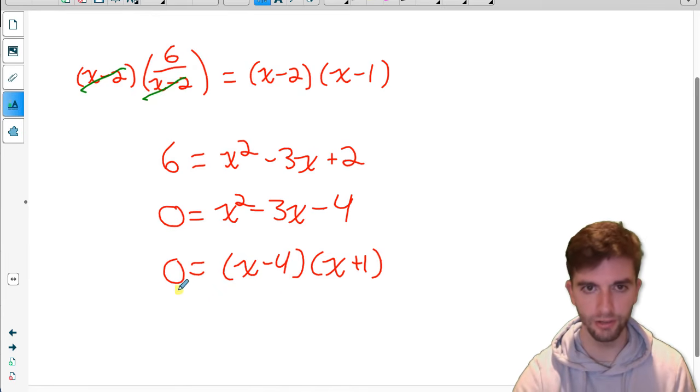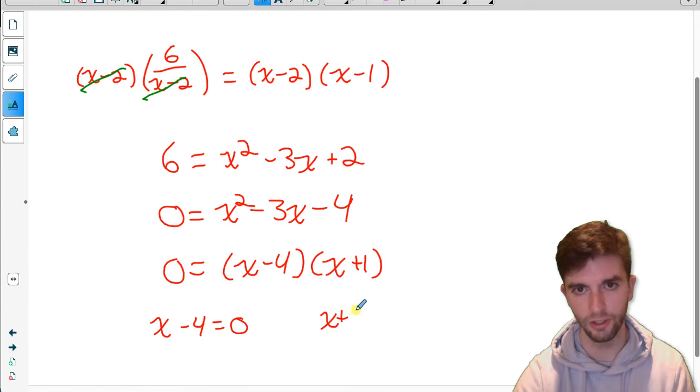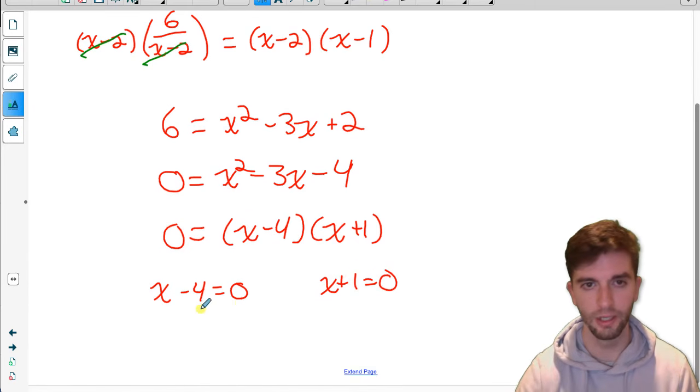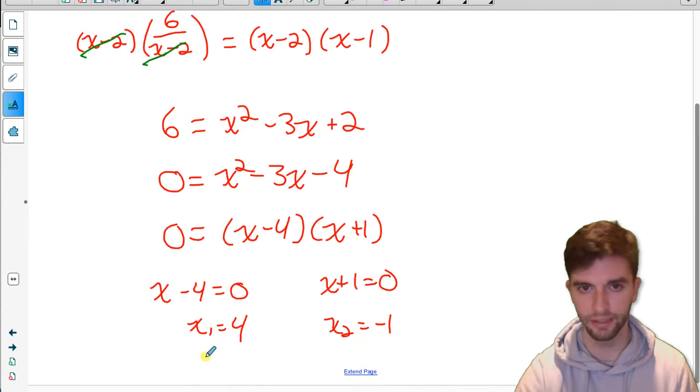And this product would be 0 if either of the factors were 0. So if either x minus 4 was 0, or if x plus 1 was 0. And this would be true if x was 4, and this would be true if x was negative 1. So I found two solutions for x.